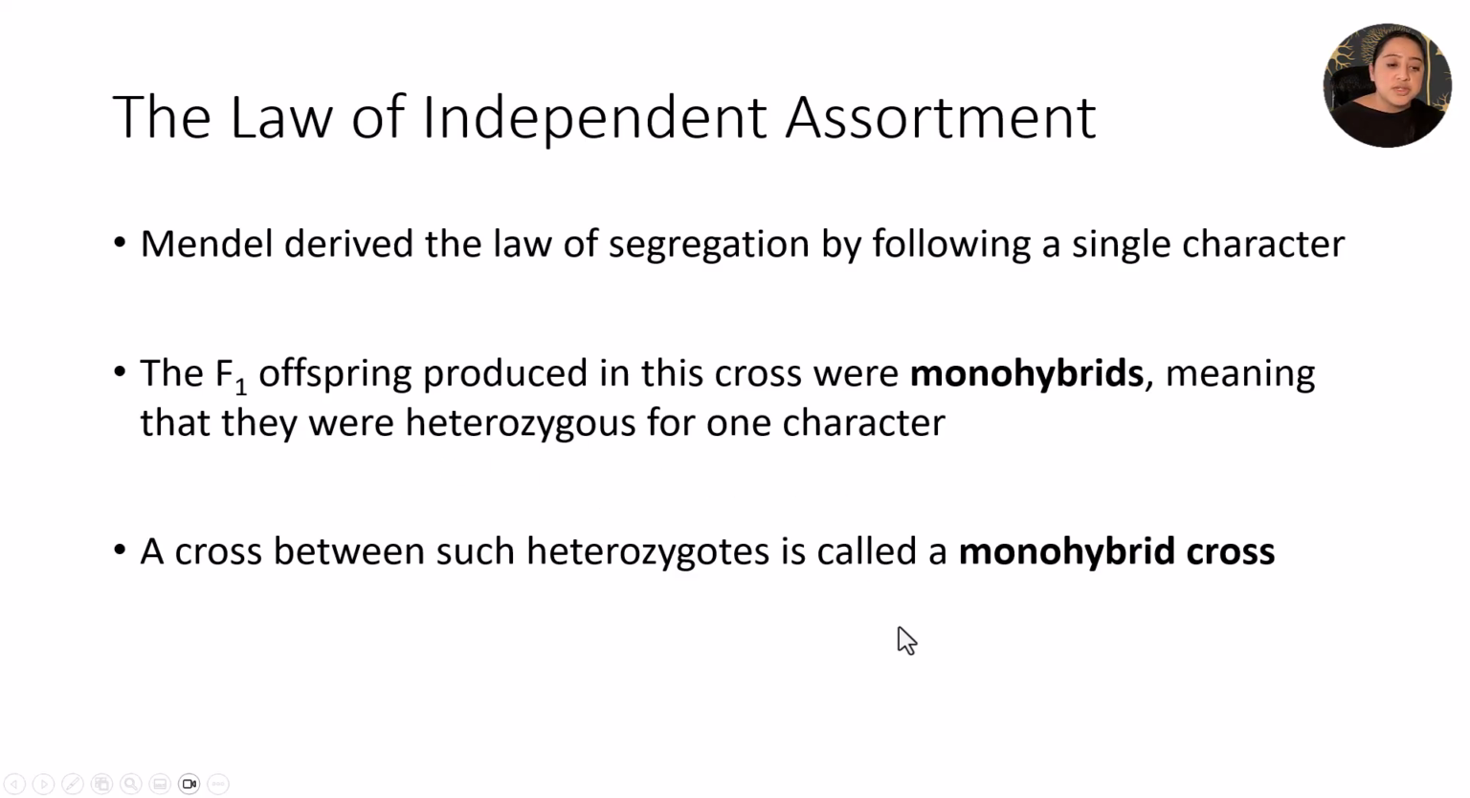And so when you do a cross like this between heterozygotes, that's called a monohybrid cross. So not a test cross, you know? If it's a monohybrid and you're crossing with another monohybrid, that's a monohybrid cross. You're crossing two heterozygotes.